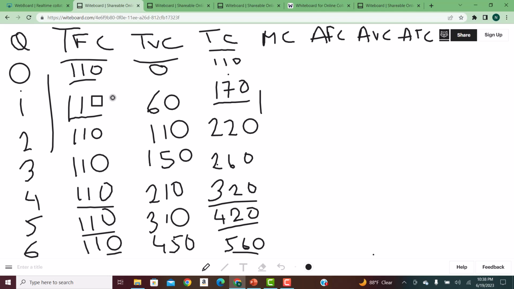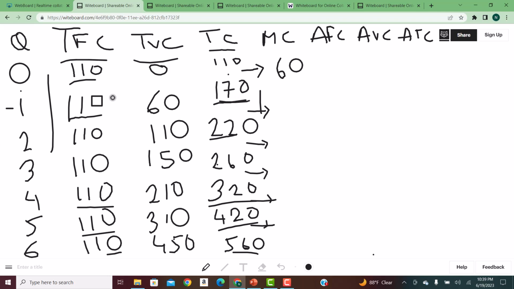All right, so now we have total fixed cost, total variable cost, and total cost. Let's find out marginal cost. Again, remember it's the change in total cost over change in quantity. So we look into that. Here, what's the change in total cost? Change in total cost is 170 minus 110 divided by change in output, which is 1 minus 0. So this is $60. Then the next one is 220 minus 170.